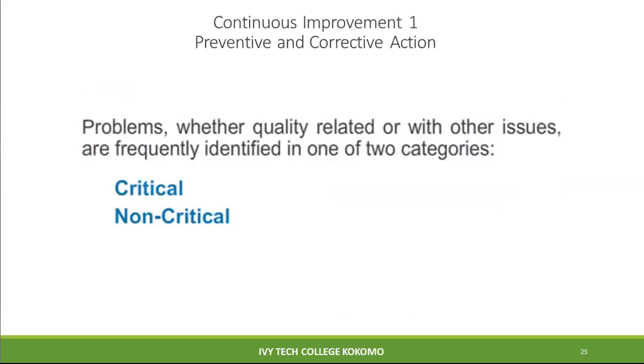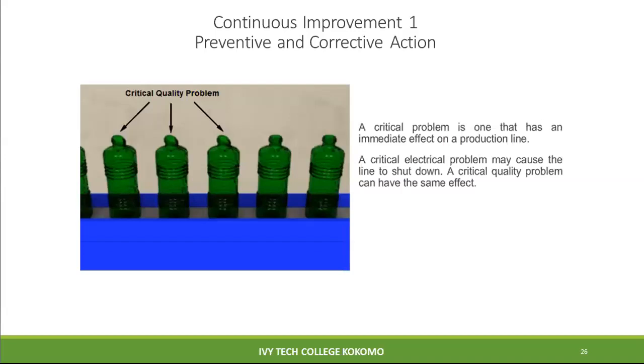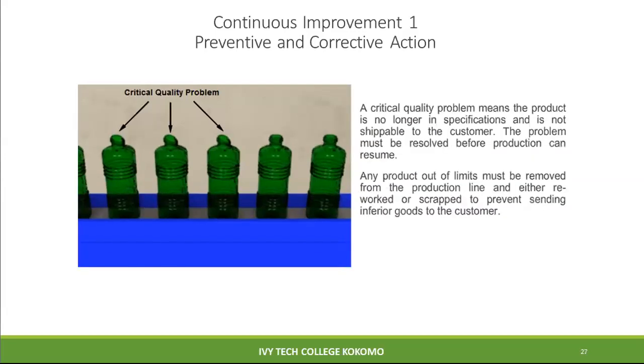Now, whether it's a quality issue or whatever, there are two categories of problems that we have. We have critical problems and non-critical. Okay. And critical problems are ones that stop the line immediately. A quality issue that is so bad, you have to shut down and correct it because you can't have parts going out that are bad. So quality issue, not good, right? If it's no longer in spec, you can't ship it. You have to resolve that problem before you let that machine resume production.